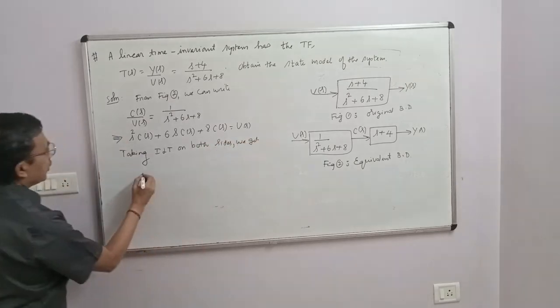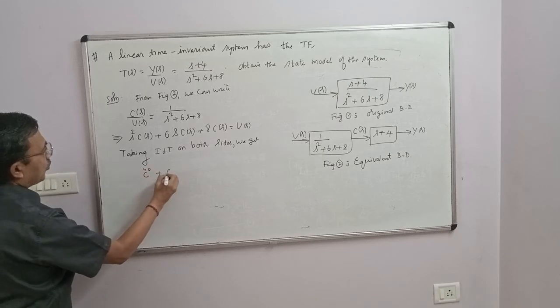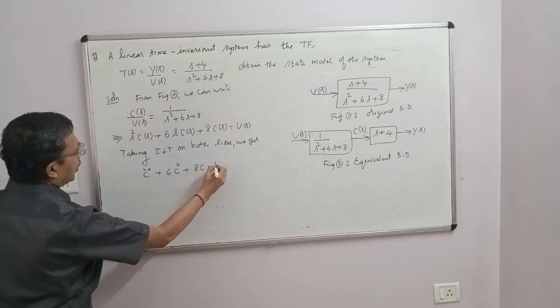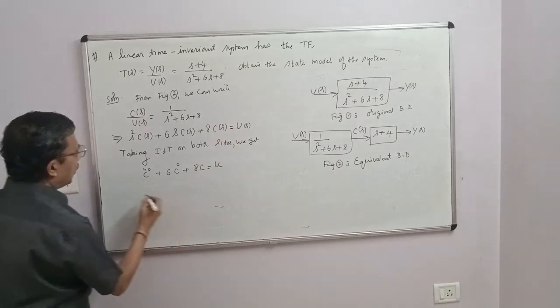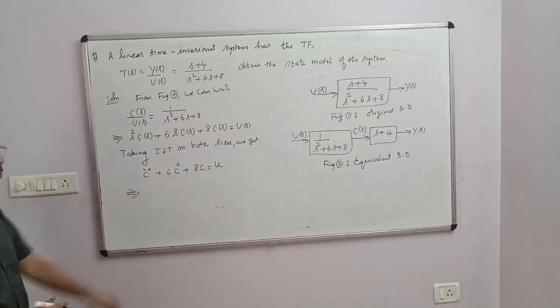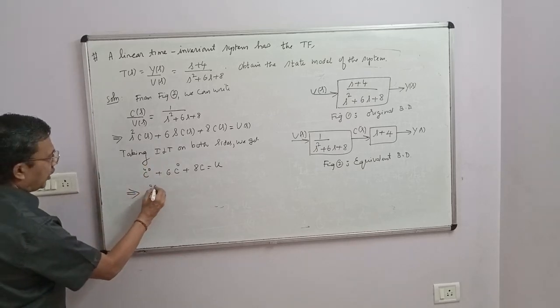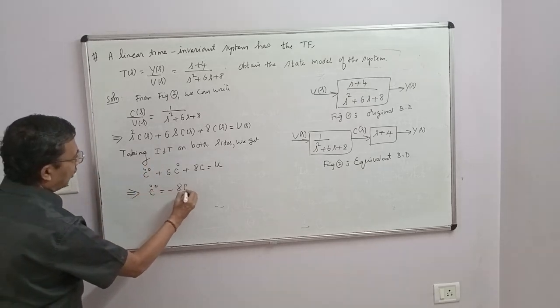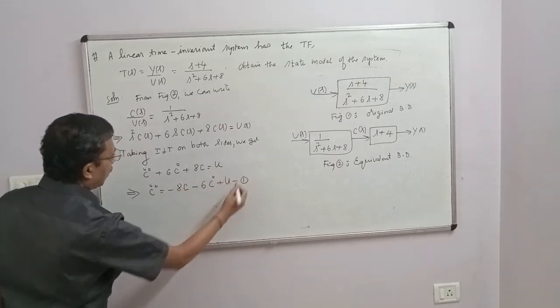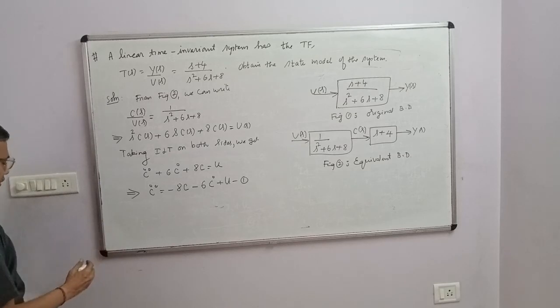We get C double dot plus 6 times C dot plus 8 times C is equal to u. Rearrange this. Keep the highest order on the left side. Shift the remaining terms onto the right side. So you get C double dot is equal to minus 8C minus 6C dot plus u. This I will call equation 1.